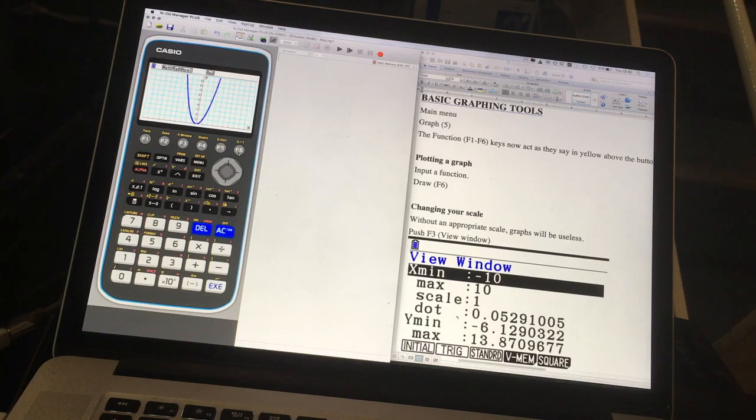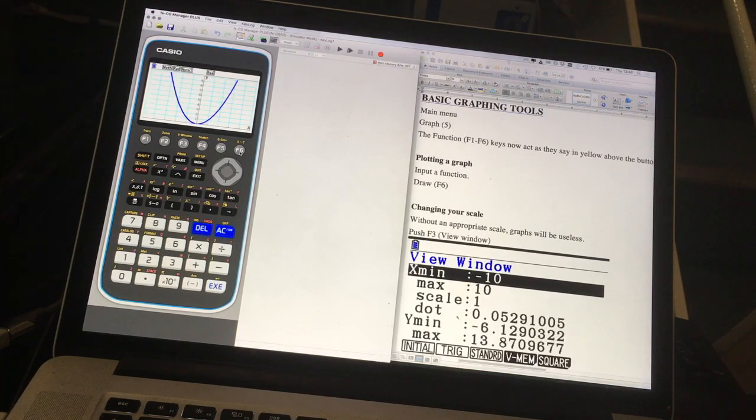Again, this also looks quite squashed, so maybe we want to see less x values. So maybe we want to go from -5 to 5 and try drawing that instead, and we get a much better shape for our quadratic.